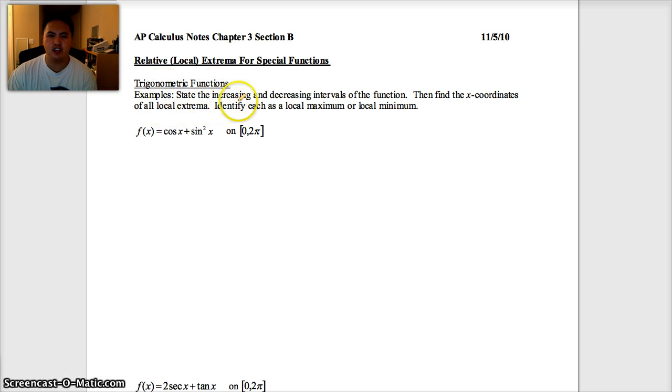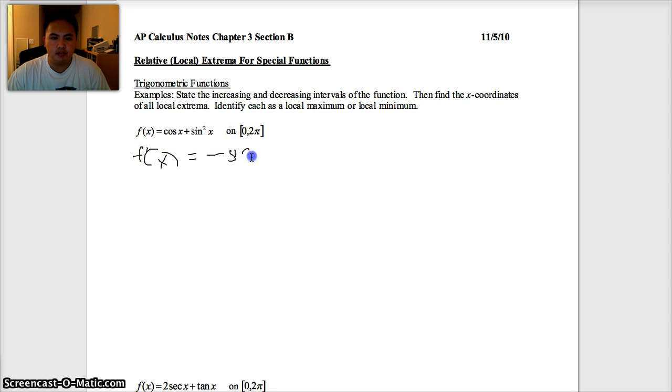So this one says state increasing and decreasing, find the x-coordinates of all the extrema, and then identify each as a local max or min. Alright, so the very first step, if you remember, is to what? Yeah, I'm going to take the derivative. So the derivative of f of x is going to be the derivative of cosine, which is negative sine.